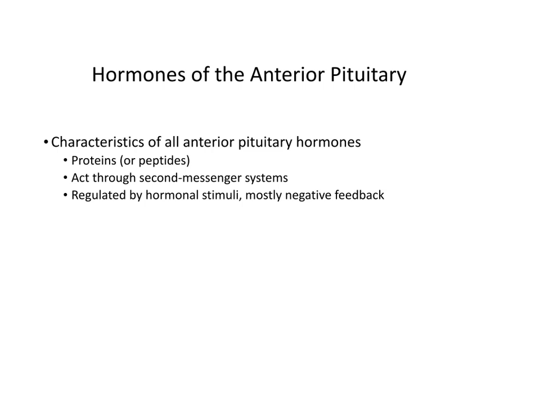All of the hormones produced by the anterior pituitary gland are proteins or peptides, which means that they cannot enter the cells, so they act through a second messenger system, and they're regulated by hormonal stimuli and generally through a negative feedback loop.